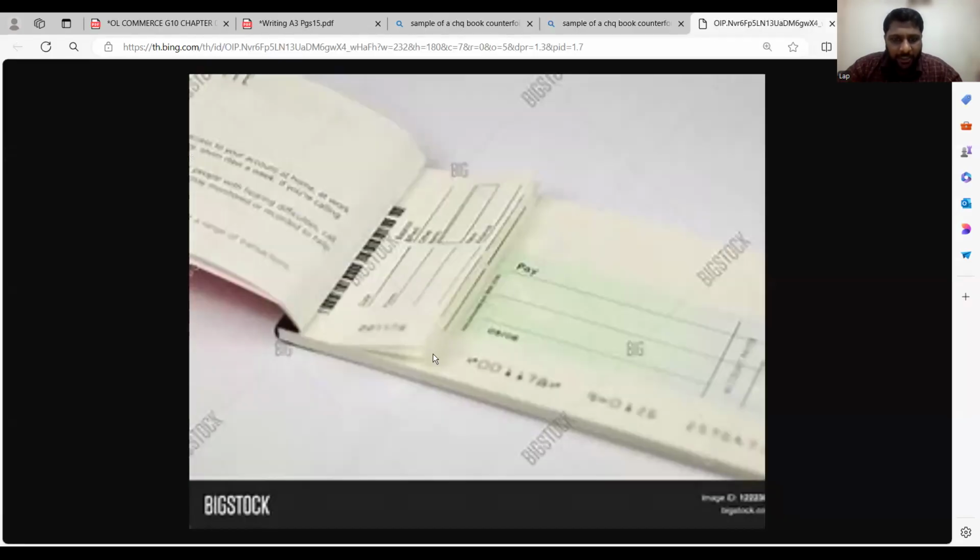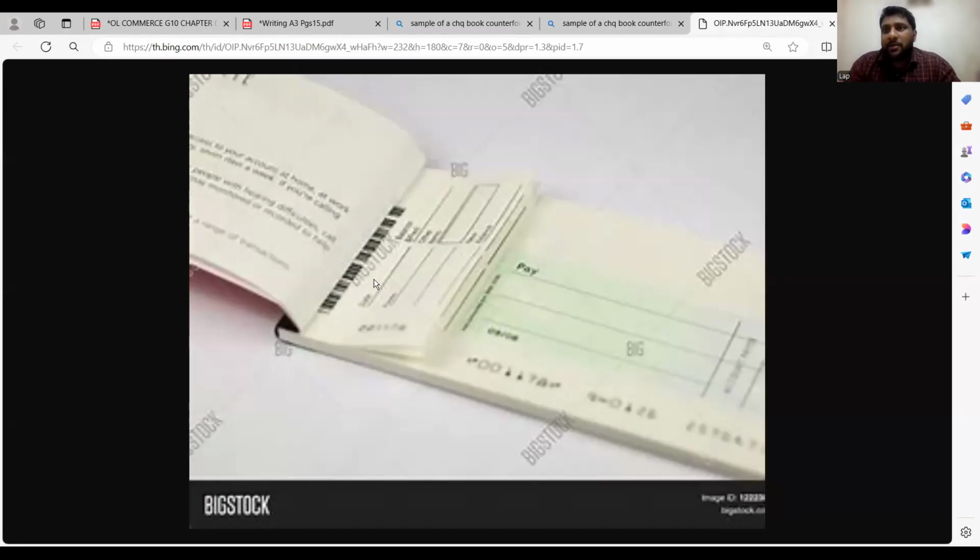Now here, can you see this small part over here? In this part, we will write to whom we gave the check, what the purpose was, what the amount was, and what the date was. If not, once I tear and give the check, I will not remember for what purpose I gave it.